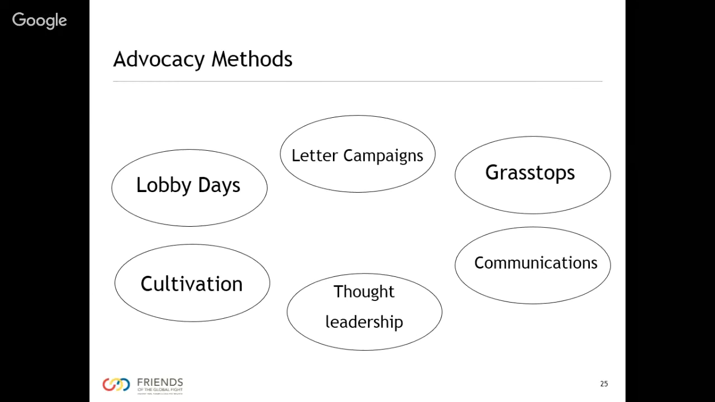Advocacy methods. There are various different kinds of advocacy messages, including lobby days, letter campaigns, grass tops, thought leadership, communications, and cultivations. Next week, we will focus on the lobby day, but communications is also key. We will be sharing a social media toolkit on how best to engage with members of Congress throughout the lobby day.